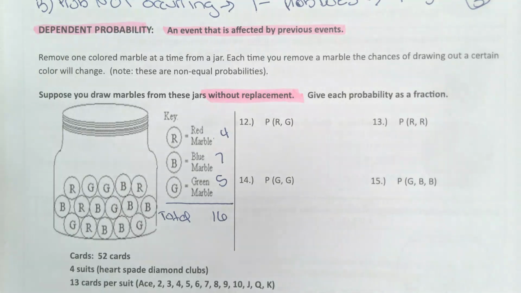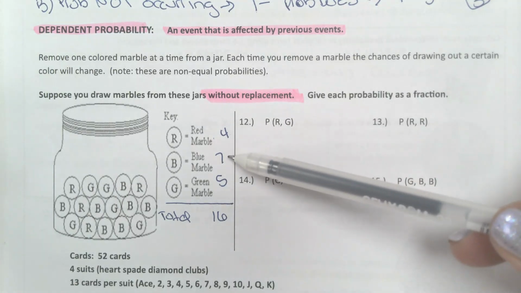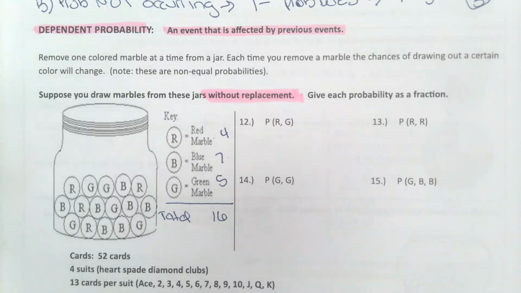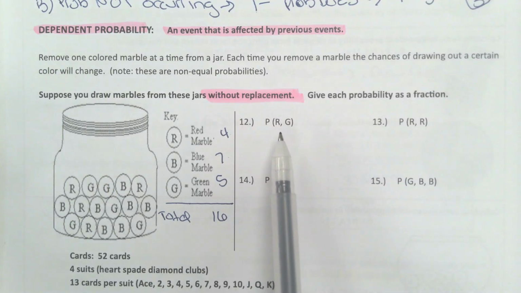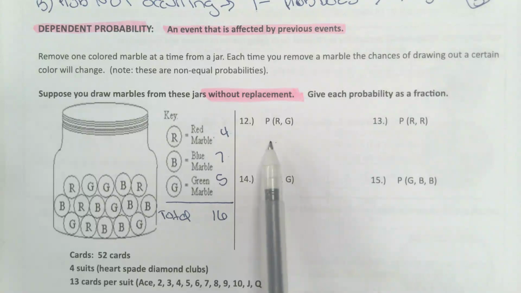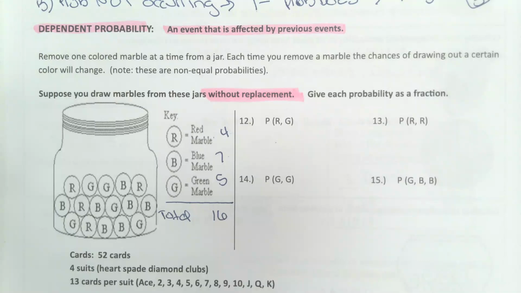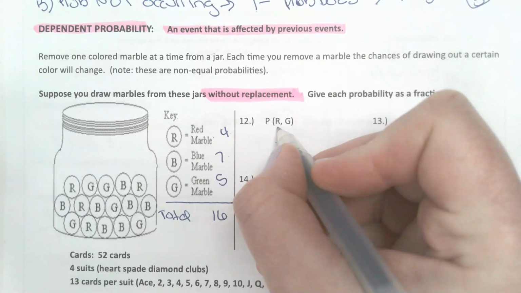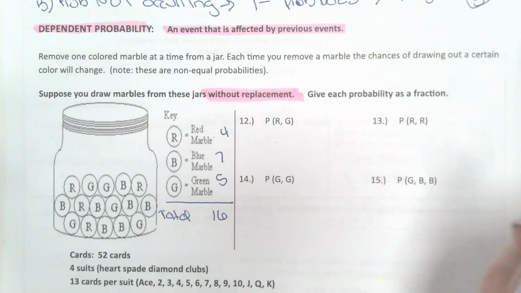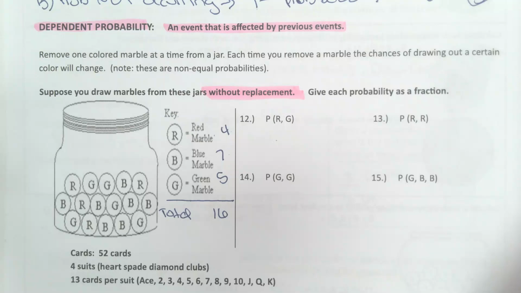All right, so they calculated and found that there's 4 red, 7 blue, 5 green, and 16 total marbles. So this is the format when it wants you to calculate the probability. So we want the probability that I draw a red marble followed by the probability I draw a green marble. So the probability that you draw a red one first is what?